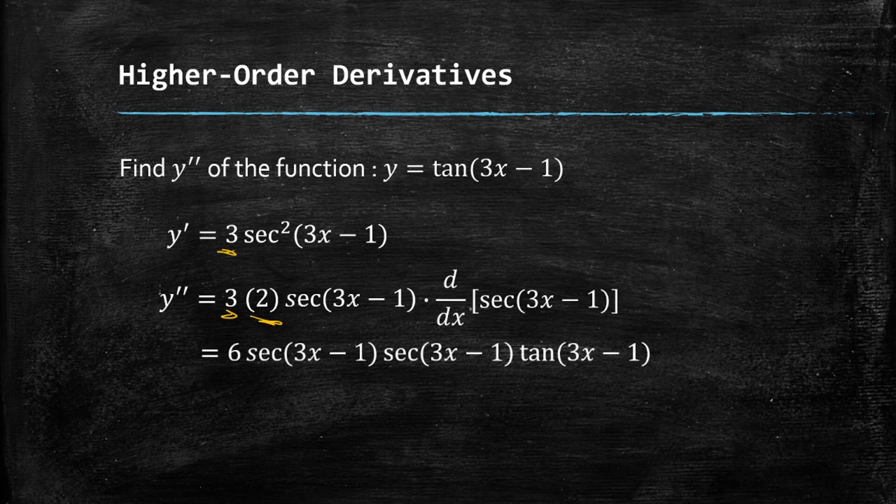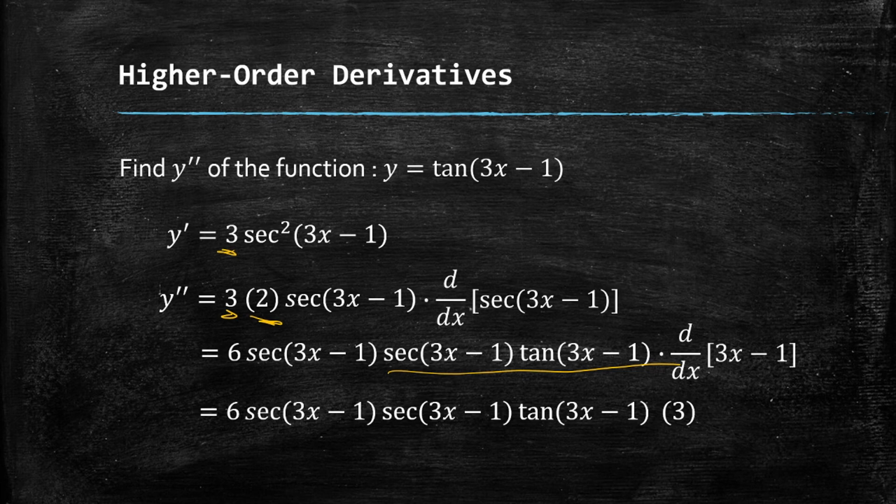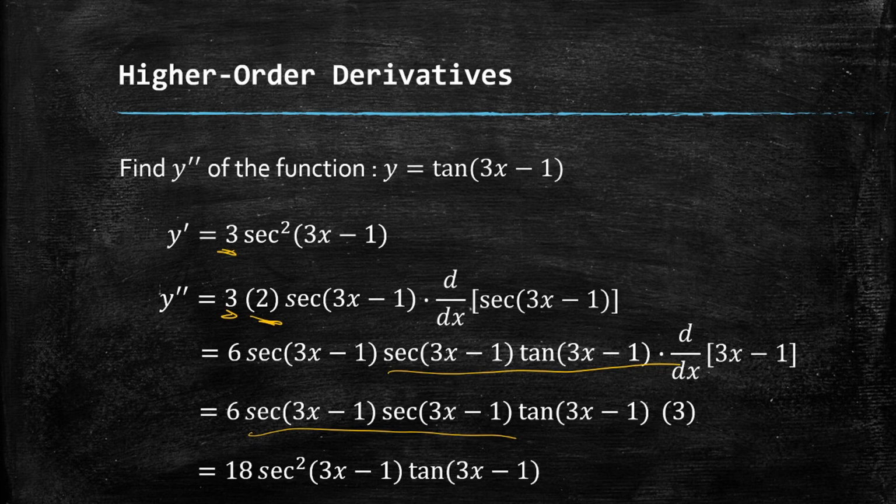Then after getting the derivative of secant, we know that the derivative of secant is secant tangent. So we have sec(3x − 1) and tan(3x − 1) here. But there is also the derivative of the angle, 3x − 1, which is 3. And then rearrange, we have 18. So we combine the two secants here because they have the same angle, 3x − 1. So we have 18 sec²(3x − 1) tan(3x − 1).